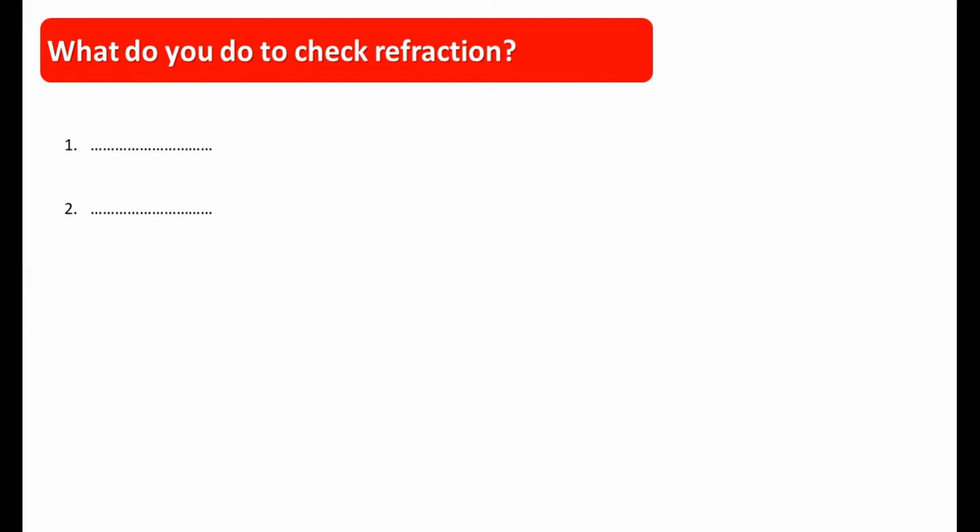So what do you do to check the refraction? What is your preferred method to check the refraction or to assess the refraction after cycloplegia?